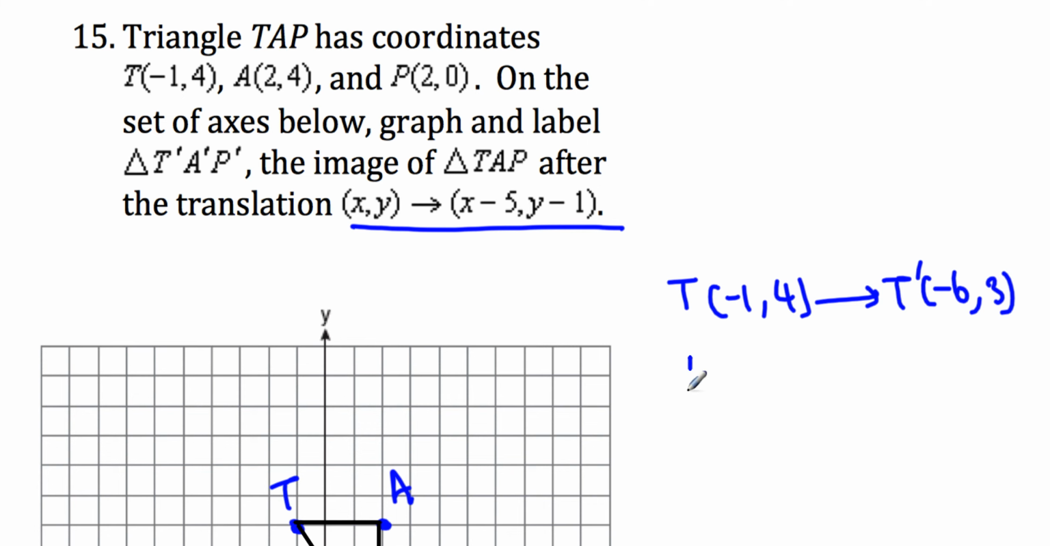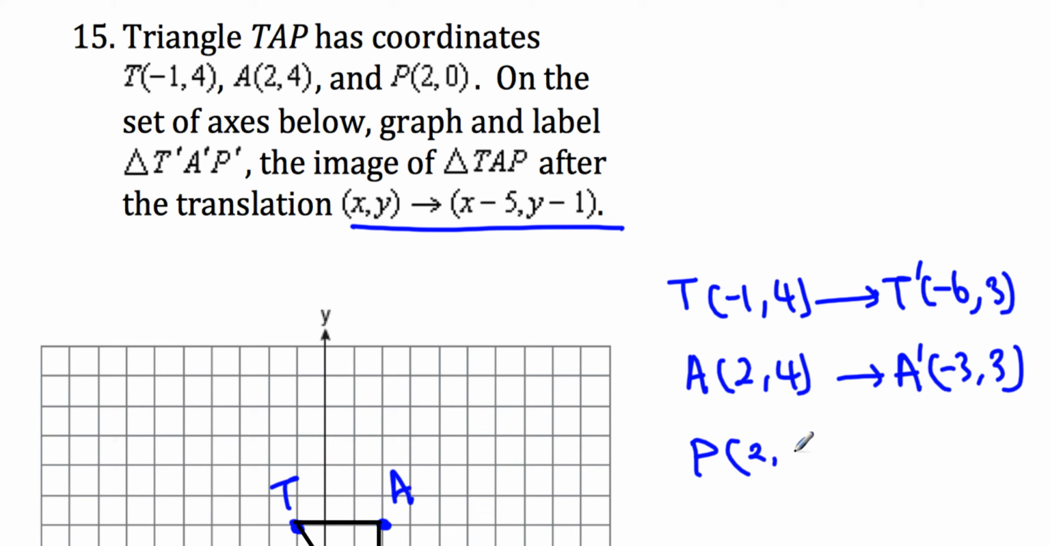How about A? A was 2 comma 4. How about A prime? In case of x value, we have to subtract 5. So we end up getting negative 3. And then how about y? We have to subtract 1. So 4 becomes 3 as well. How about P? P is 2 comma 0. So in case of x, P prime, 2 minus 5, which is negative 3. 0 minus 1 becomes negative 1. And those are the T prime, A prime, P prime.